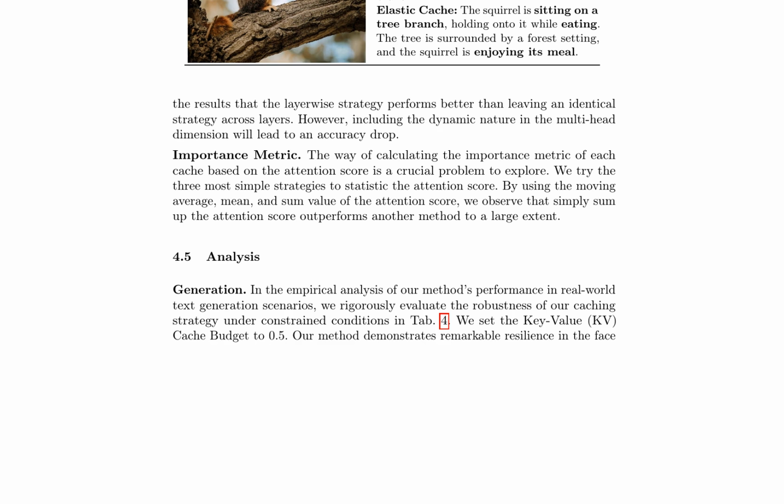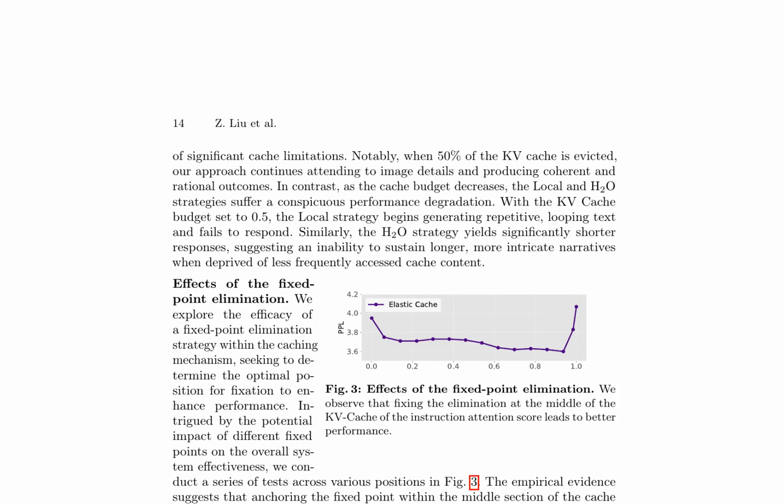By providing a comprehensive comparison with other caching strategies and detailed analysis of its performance, the authors further establish the potential of their proposed method in addressing the challenges of caching in neural machine translation. The authors of the research paper delve into the impact of significant cache limitations on their proposed elastic cache approach, comparing its performance to existing baselines such as local and H2O strategies.